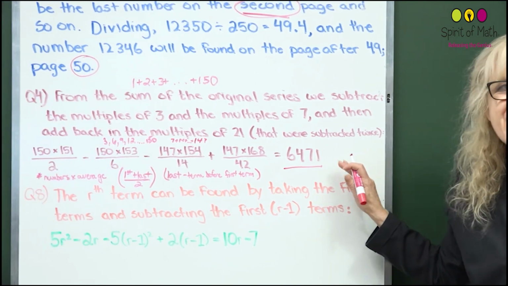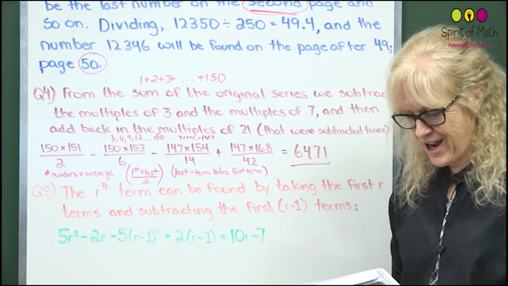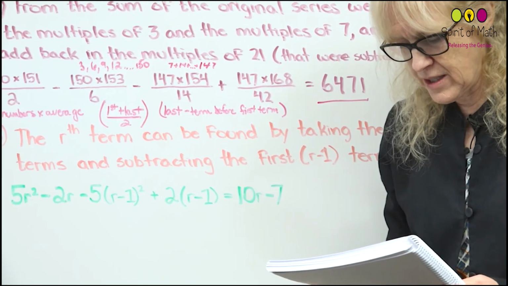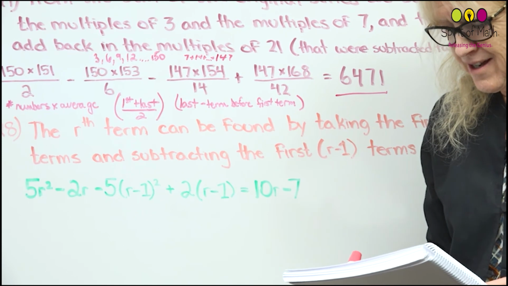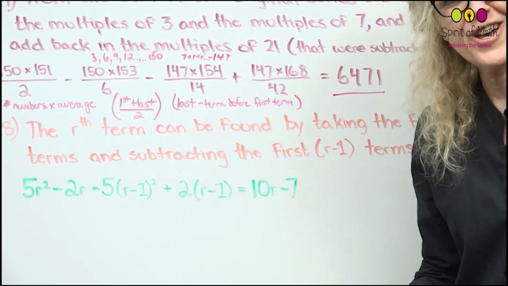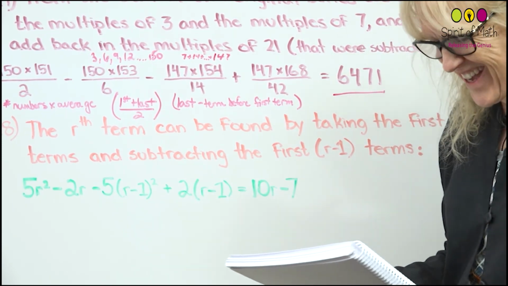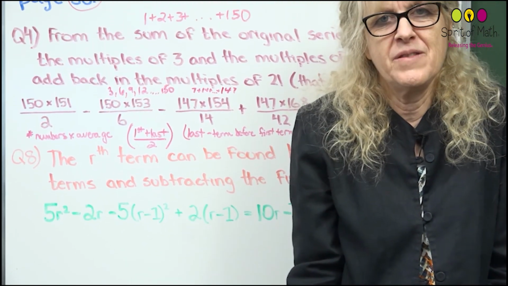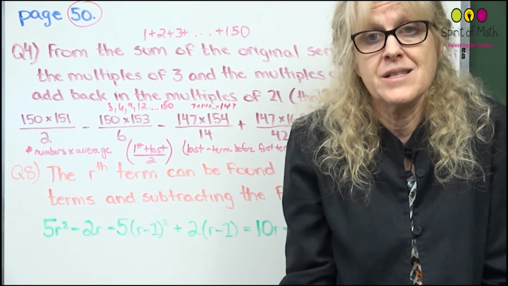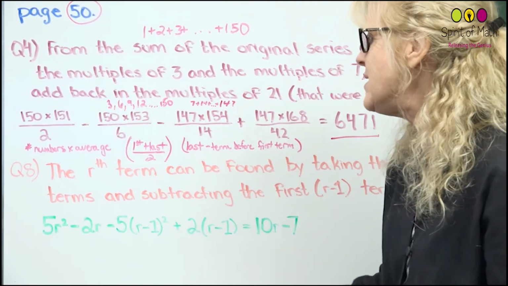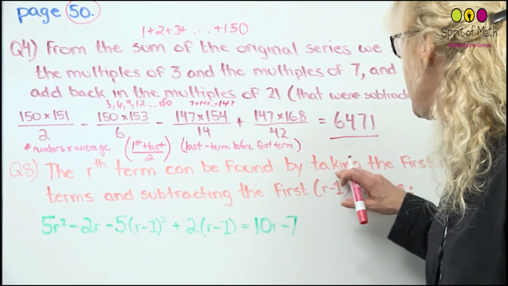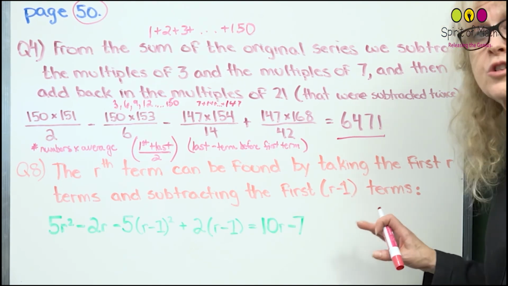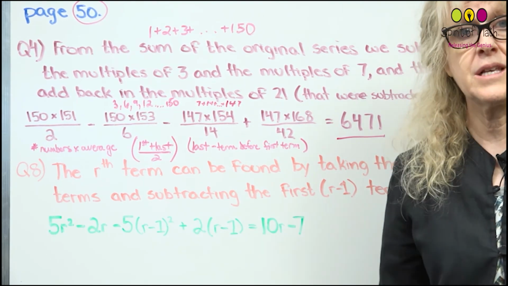Okay, one more to go. Question number 8 says the sum of the first n terms of a series is 5n squared minus 2n. The rth term is... Basically, all this is saying is, if you substituted in r, what would that be? Because you don't know what term it is. The rth term can be found by taking the sum of the first r terms and subtracting the sum of the first r minus 1 terms. What you're left with is that rth term.